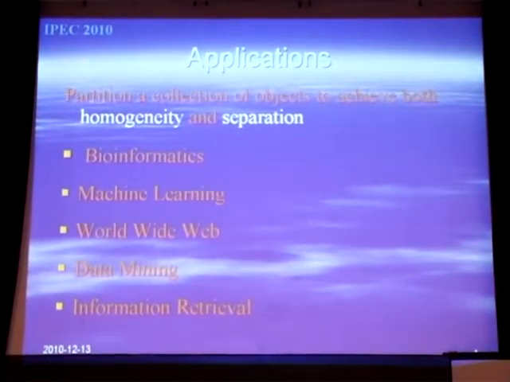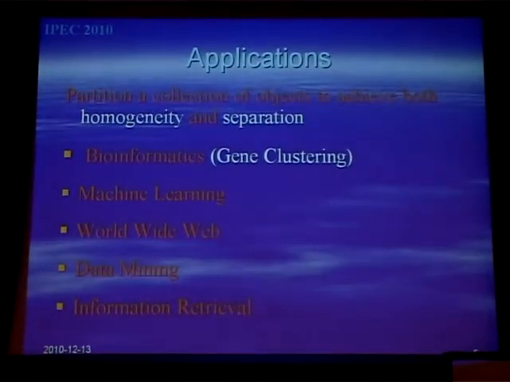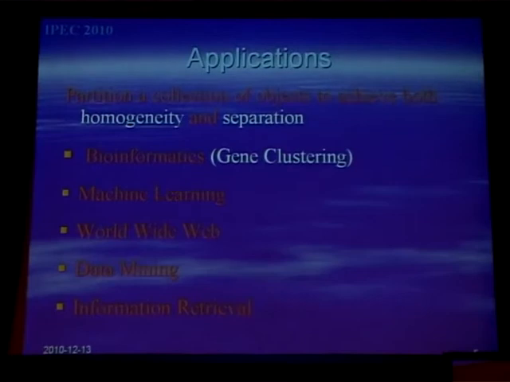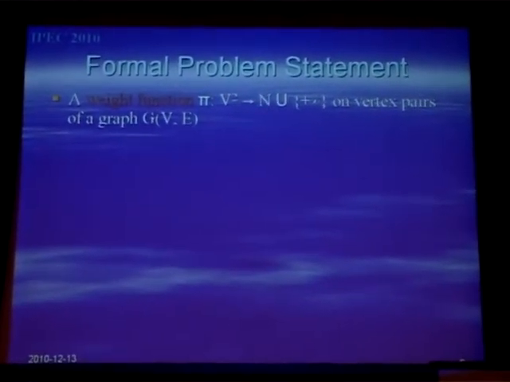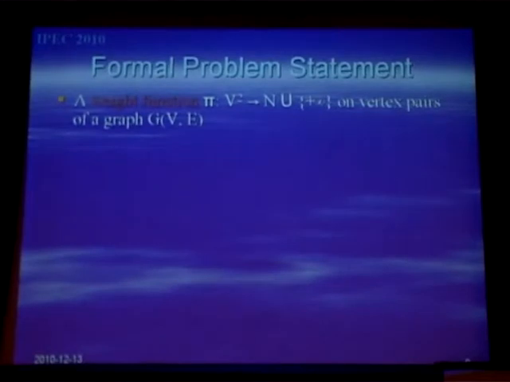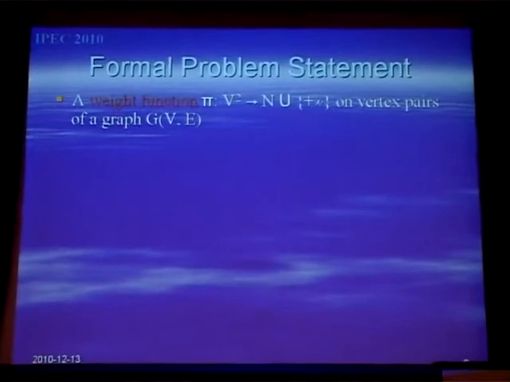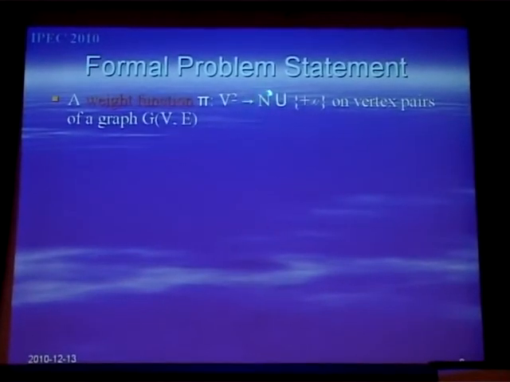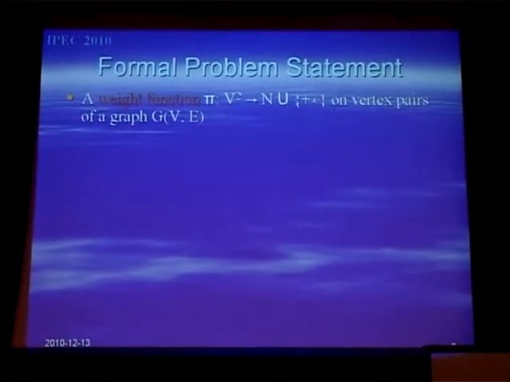I guess we already heard this from previous talks. This problem has applications in many areas, in particular in bioinformatics. We are also looking into gene clustering, where you can find an application. A more formal definition: we look at a weighted version of this problem. Suppose you have a weight function that goes from pairs of vertices to an integer. Here we restrict our case to positive integers or infinity. Later we are going to relax this to real numbers.